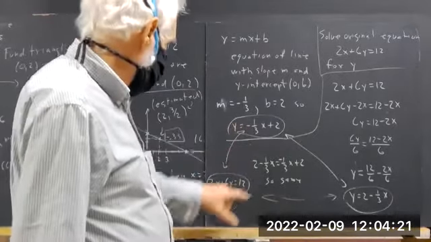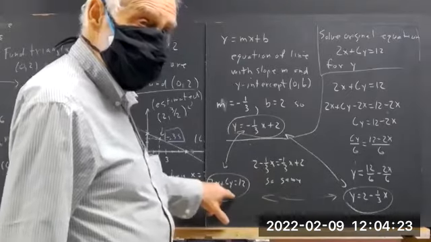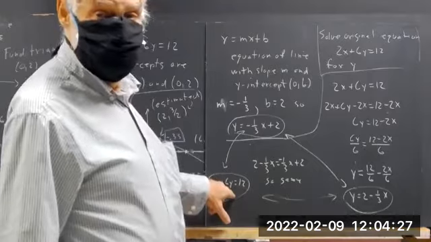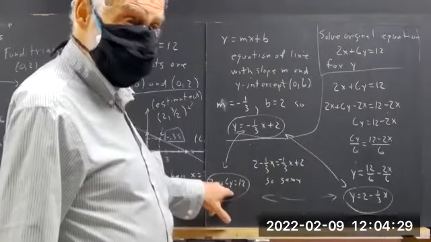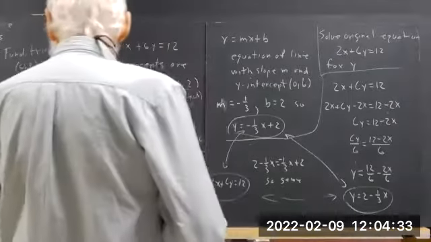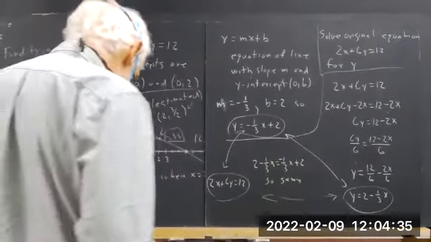The slope intercept form is the same as the standard form, where it's easy to find intercepts. Okay. Now, there's another form of a straight line.